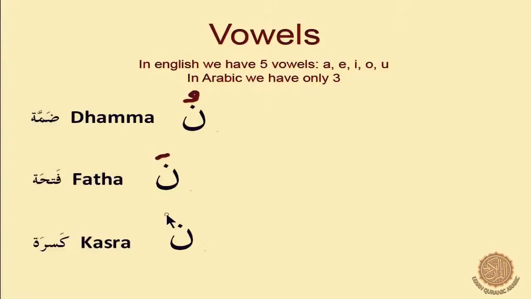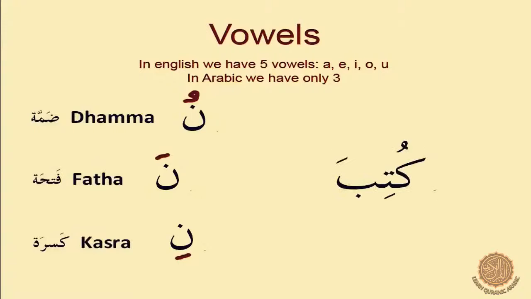Finally, we have the Kasra. With the Kasra, it's similar to a Fatha, but it's written on the bottom of the letter. And it has an E sound. So that would be pronounced as Ni. Now, it's a good idea to memorize these three names, Damma, Fatha, and Kasra, which will help you through your studies in Arabic. So let's do an example of a word that has these three vowels in the word.